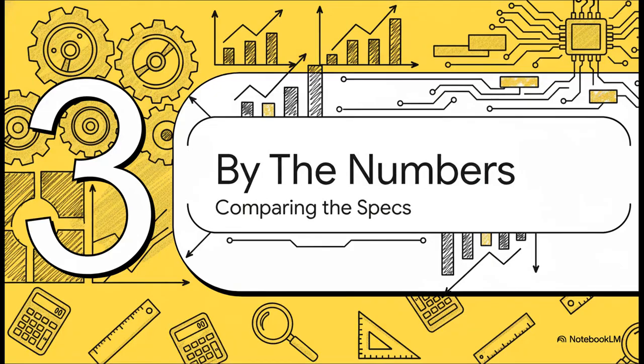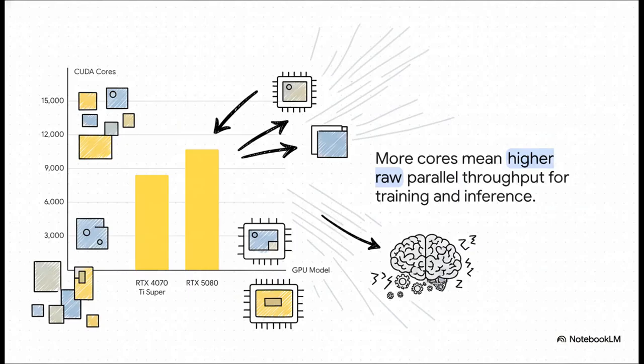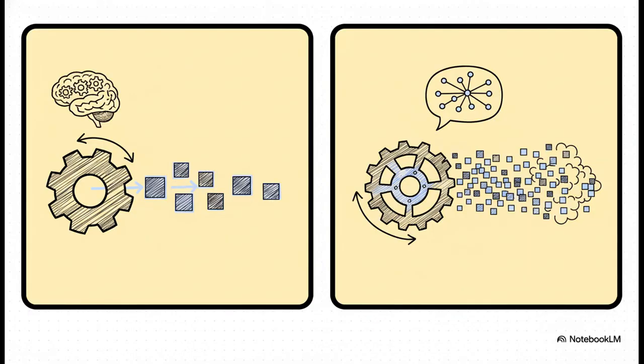All right, enough with the philosophies. Let's look at the specs and see exactly how these architectural differences translate into cold, hard numbers. So right off the bat, you can see the 5080 has a pretty big advantage, with over 10,000 CUDA cores. For AI, it's simple. More cores means more raw parallel processing power, and that translates directly to faster training times and quicker inference.